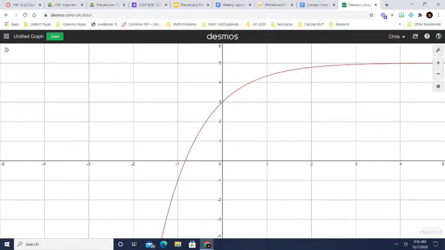So for homework, you guys were actually asked to write an equation that would model this function that's there. So we're really being asked to write an equation for this graph, right? For this function.